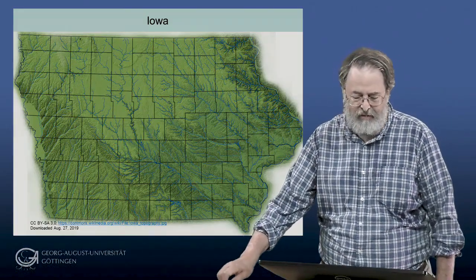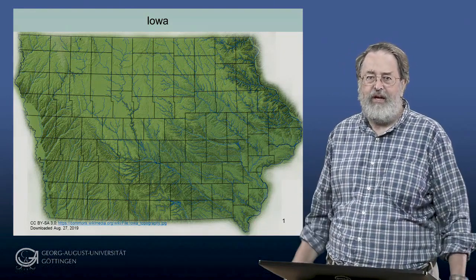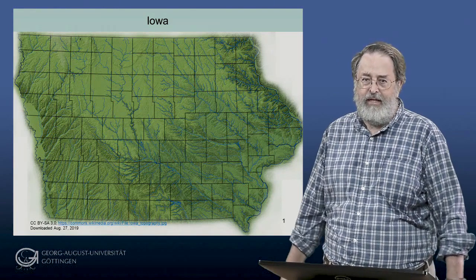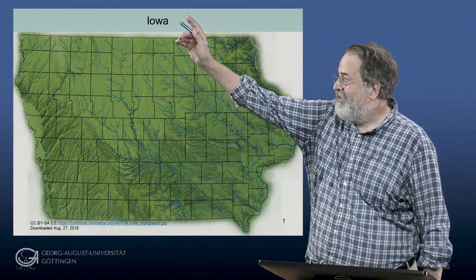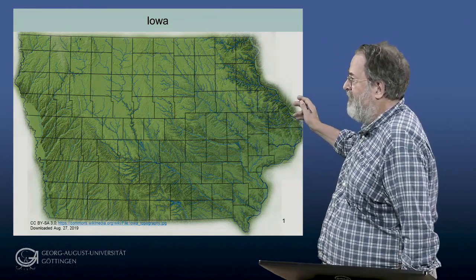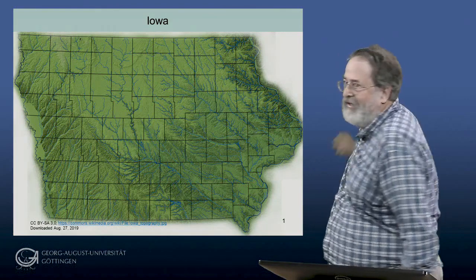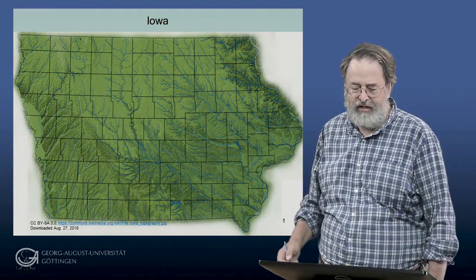Here we see a map of Iowa. If you're not familiar with the United States, Iowa is in the middle of the country. To the north of Iowa, in that direction, is Minnesota, where Minneapolis is. Illinois is here. Chicago is way out there. So this is in the central part of the United States.